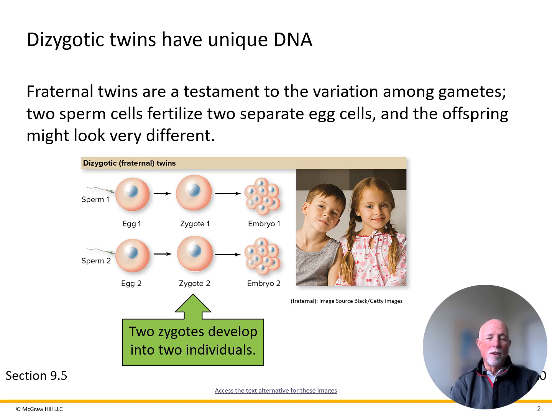Dizygotic twins are twins that developed from two completely different fertilized egg cells. Two different egg cells, two different sperm cells. Dizygotic twins, di meaning two different zygotes. Really, dizygotic twins are no different than other siblings that were born at different times. It just happens to be siblings born at the same time. Two different zygotes, two different egg cells, two different sperm cells.